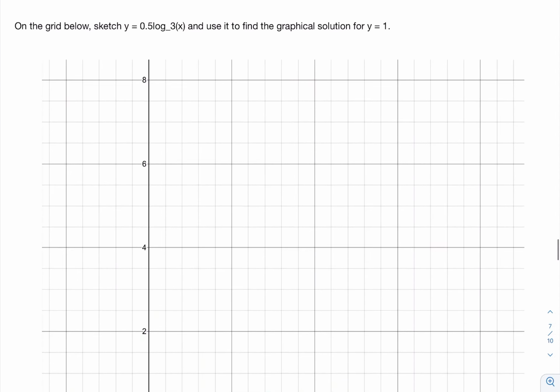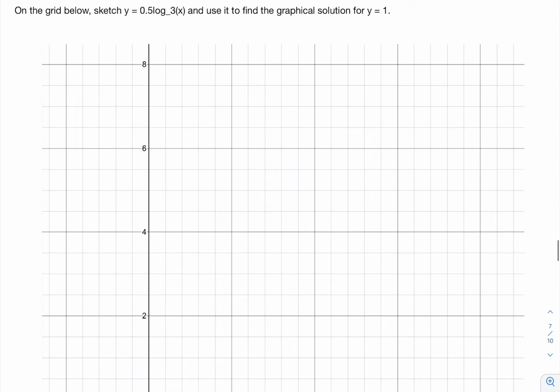Okay, last one here. On the grid below, sketch y equals 0.5 log in base 3 of x and use it to find the graphical solution for y equals 1. So basically, we're going to treat both of these as functions, which they are, and call them y. So we're going to graph 0.5 of log in base 3 of x.